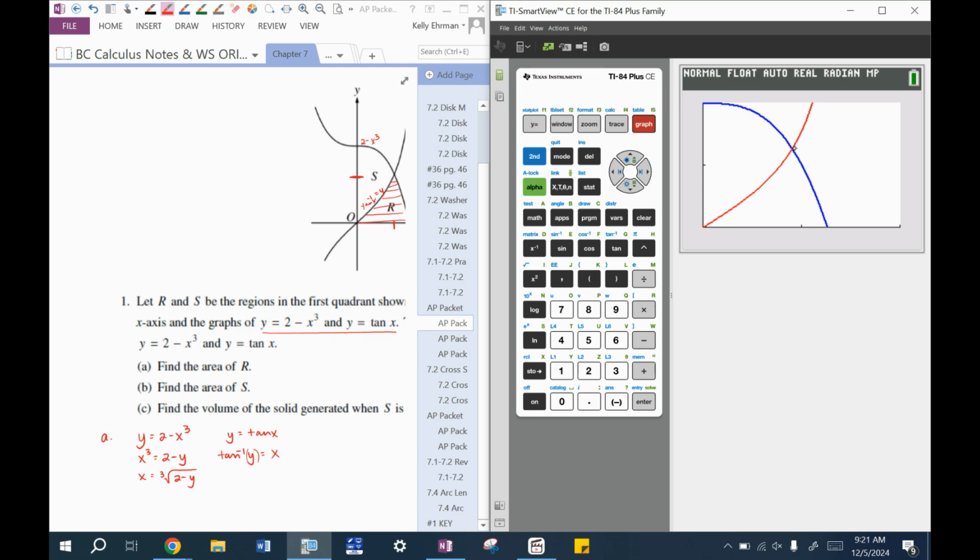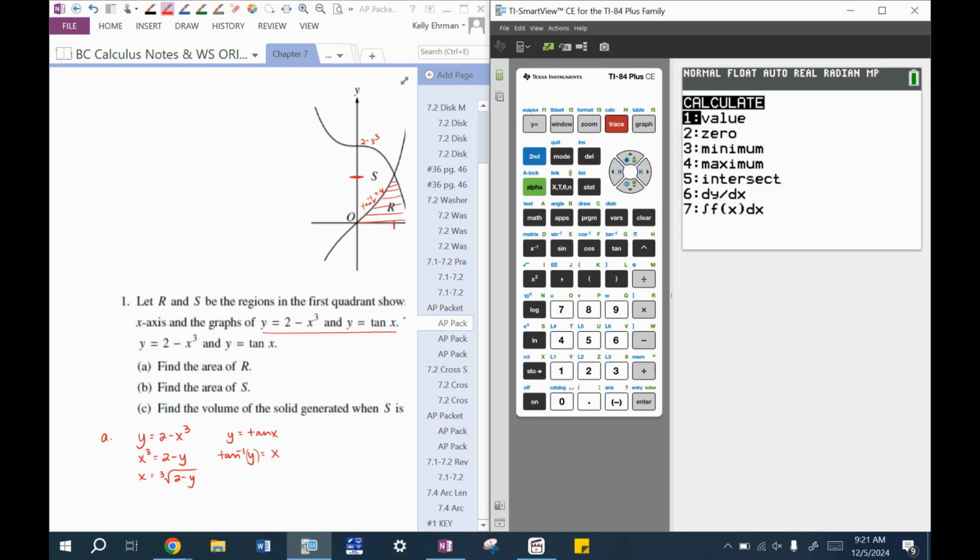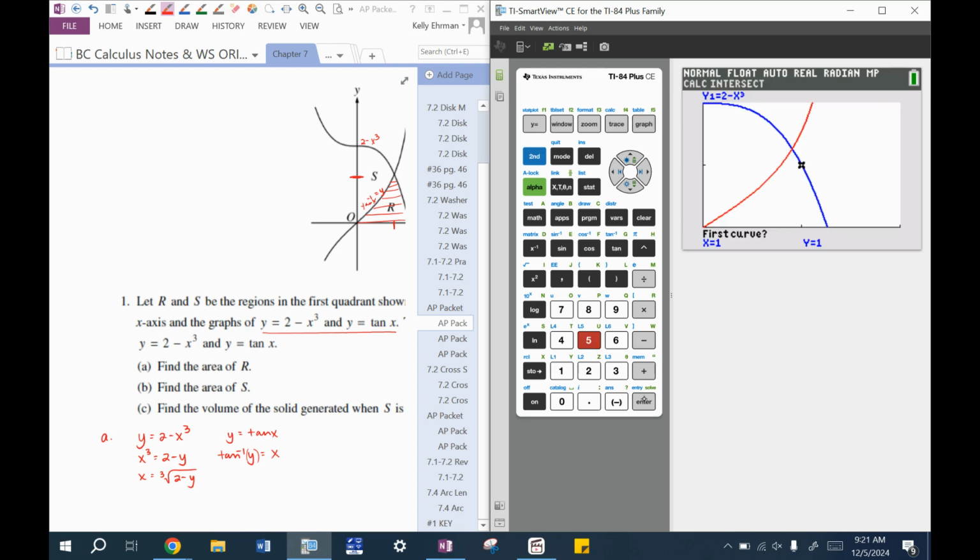So I want to find this point of intersection. So second, trace, intersect. When they give you a graph, I should just say this, use it to try to figure out what your window should be. You don't always have to zoom. If you zoom fit on this one, you're probably going to get a pretty zoomed out window because tangent repeats.